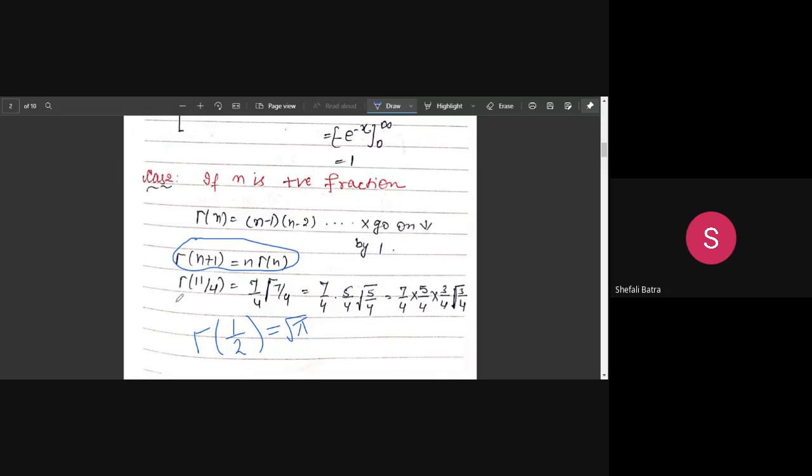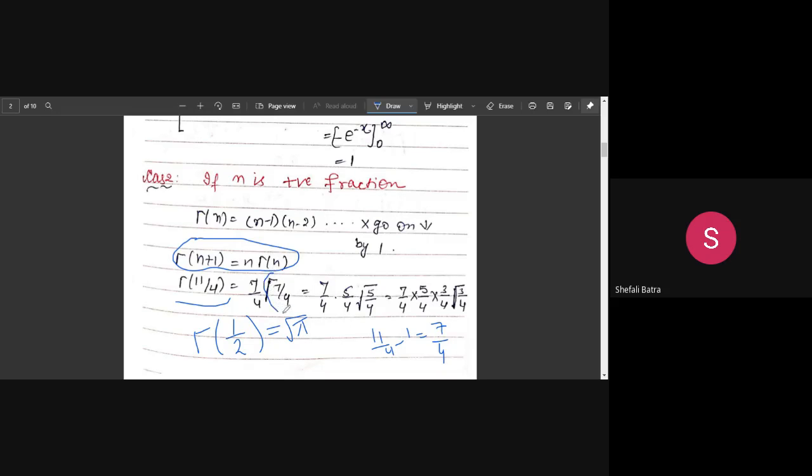Now, if I need the value of gamma 11 by 4, so that would be equal to, this is n plus 1. So here you are using only n. So I'm writing here 11 by 4 minus 1, that is 7 by 4. Right? So we'll be writing 7 by 4 gamma 7 by 4.